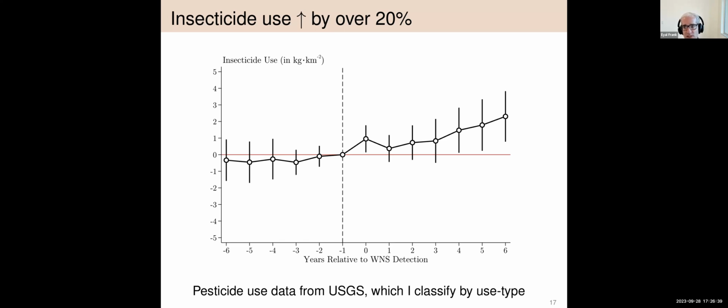So essentially, we have this nice comparison, just like our group A and group B. They're very similar on average in the years before the bat populations collapse, but after bat populations collapse, we start to see that the places that experience the collapse diverge and start increasing their insecticide use.